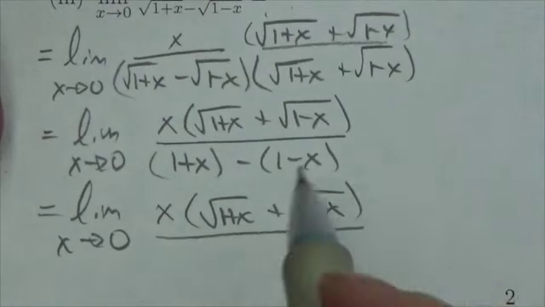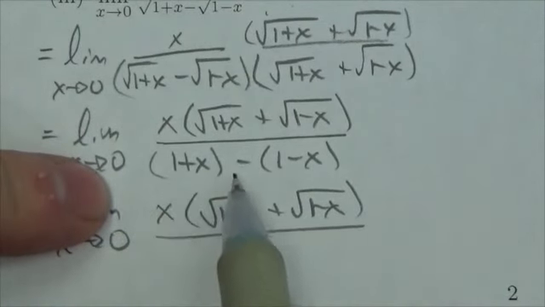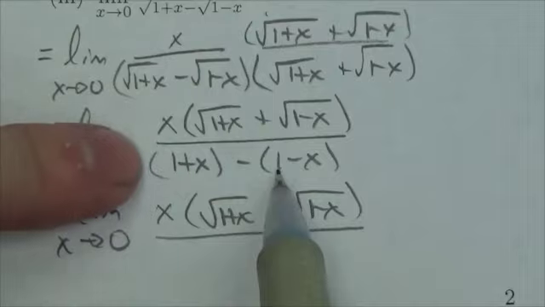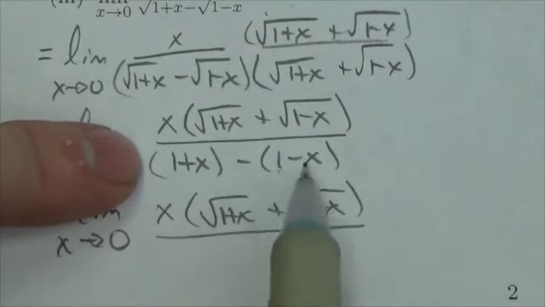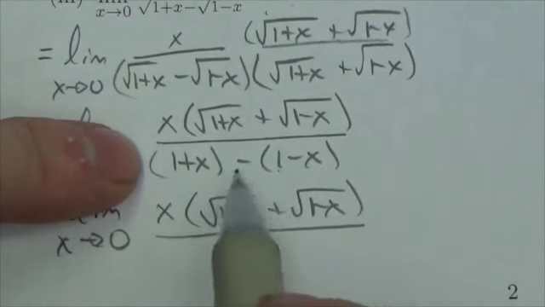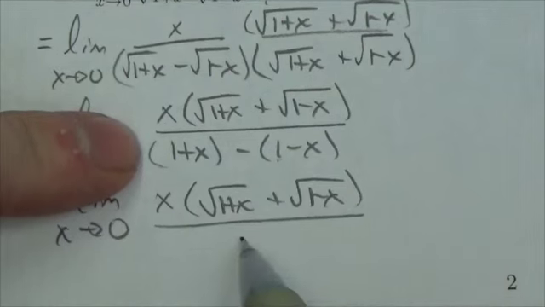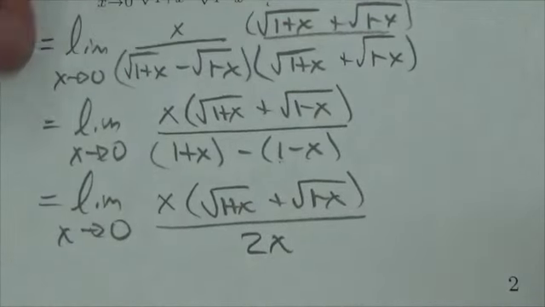Now what happened in the denominator here? Well, I'm going to get 1 minus 1. So that's going to go away. And I'm going to get x minus negative x. Now that minus negative x is plus x. So this is going to end up being 2x in the denominator.